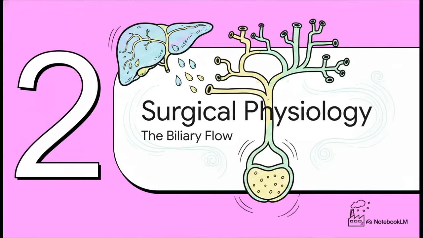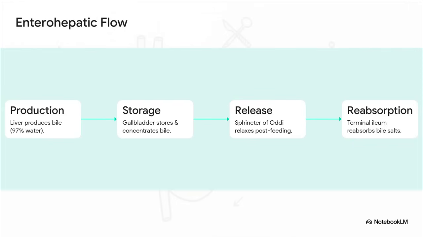Moving on to Section 2, Surgical Physiology, the biliary flow. Anatomy gives us the structure, sure, but physiology is where the action happens. Think of the liver as a constant, non-stop factory, excreting bile at a steady clip of about 40 milliliters every single hour. Let's trace the enterohepatic circulation step by step. Step 1. The liver produces bile, which, surprisingly, is actually 97% water. Step 2. When you're fasting, the sphincter of Oddi is clamped tightly shut. Because of that, bile backs up into the gallbladder where it is actively concentrated by about 5 to 10 times.